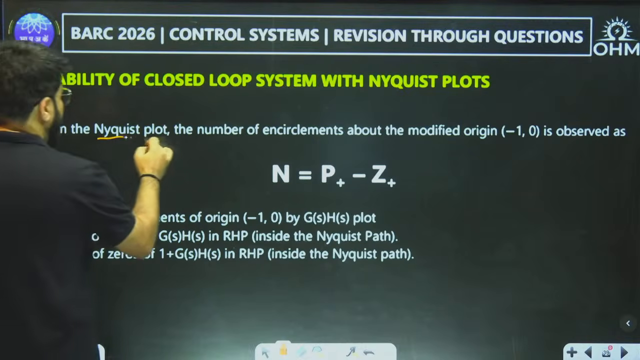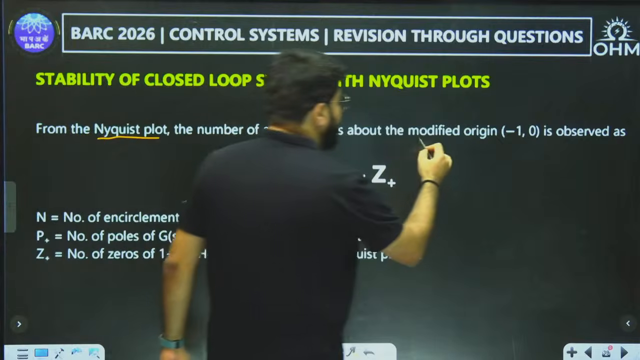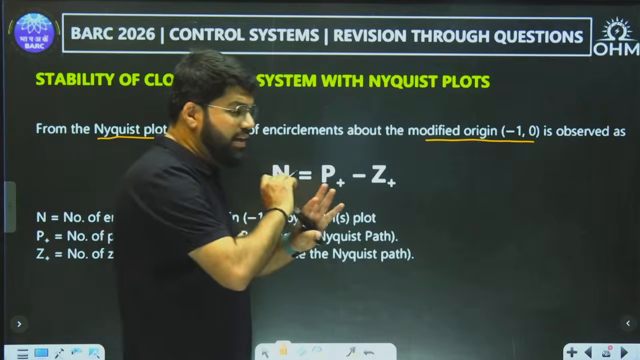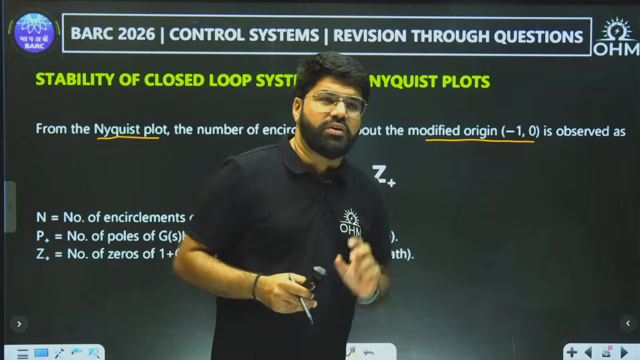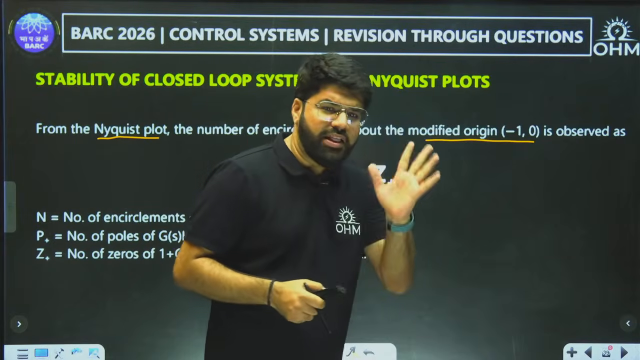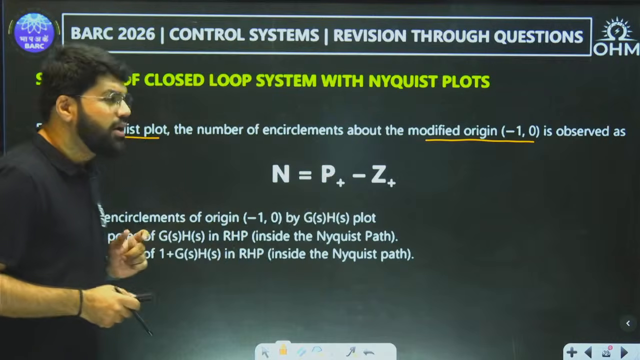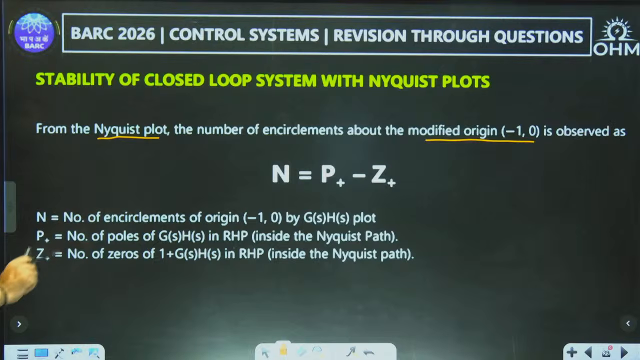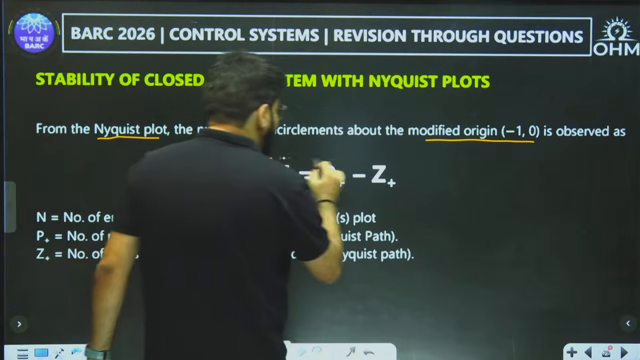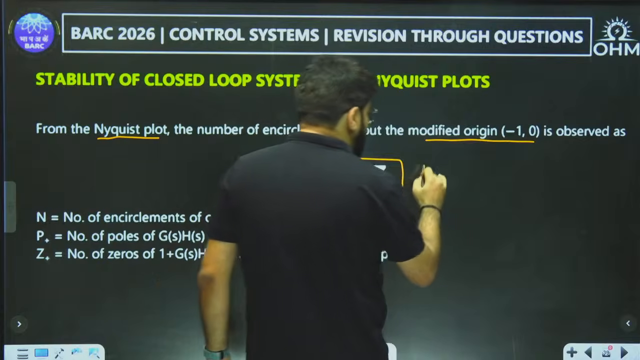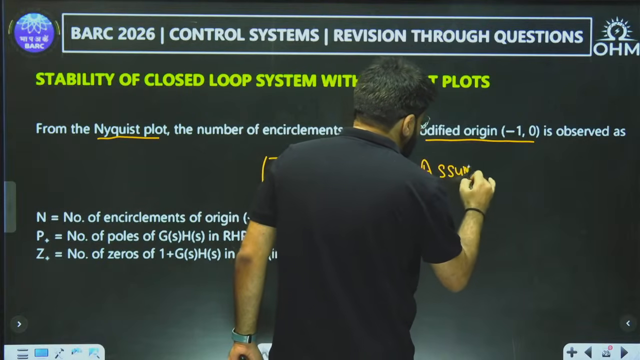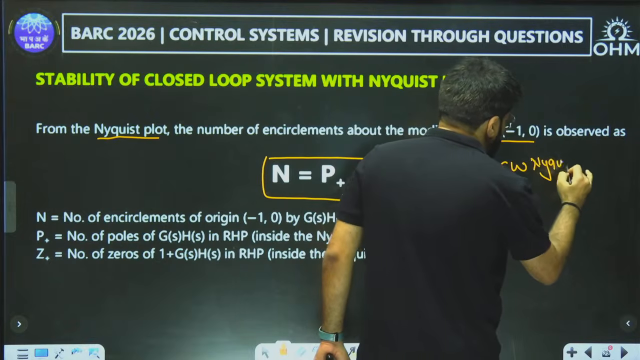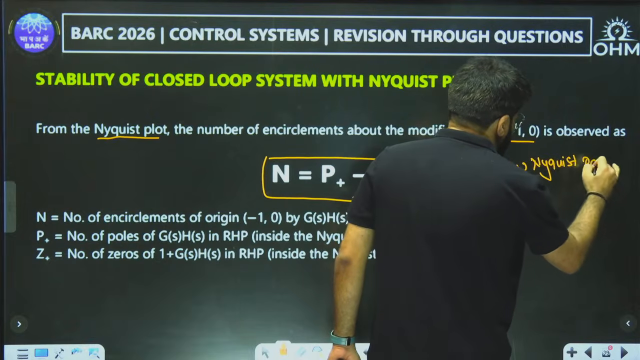From the Nyquist plot, we count the number of encirclements of the modified origin, minus 1 comma 0. I am just writing the final conclusion. If you want the entire derivation of the Nyquist plot, that is also available on the Home Institute YouTube channel. Everything I have explained A to Z of the Nyquist plot: how this formula comes up, what is the role of 0 comma 0, what is the role of minus 1 comma 0. We use this formula N equal to P plus minus Z plus, again assuming a clockwise Nyquist path, like given in the current question.